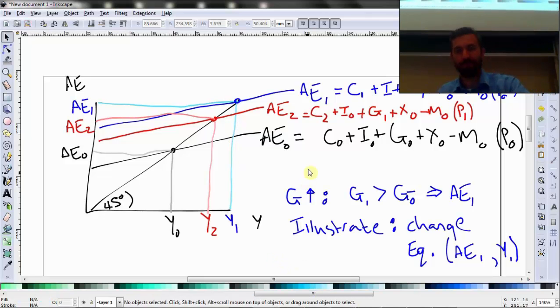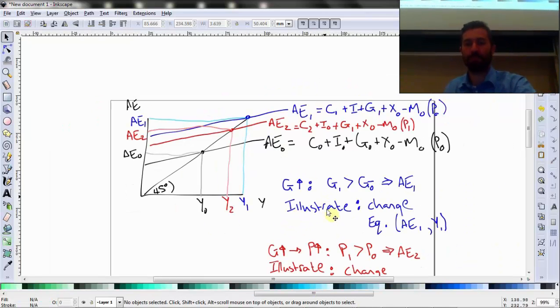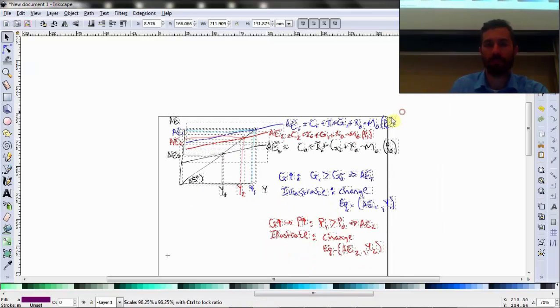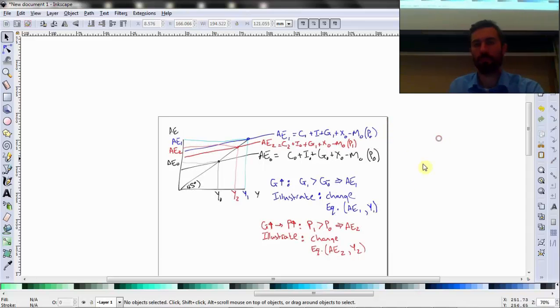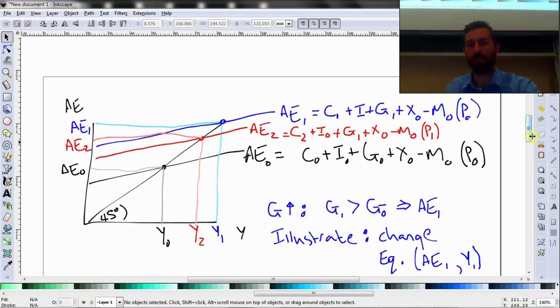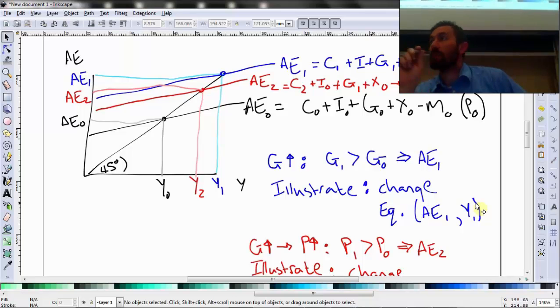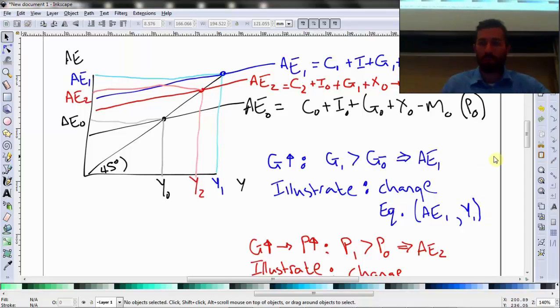Okay. Everyone happy with that? Yeah. If P1 is greater than P0, how come AE2 is not below AE0? It could be.